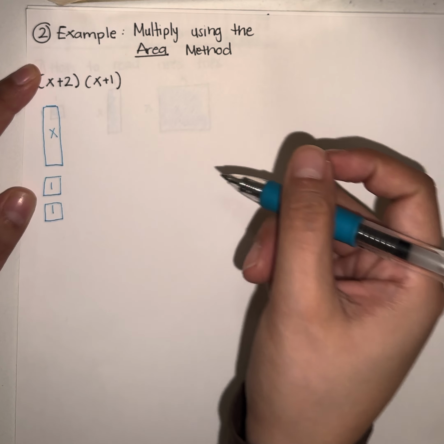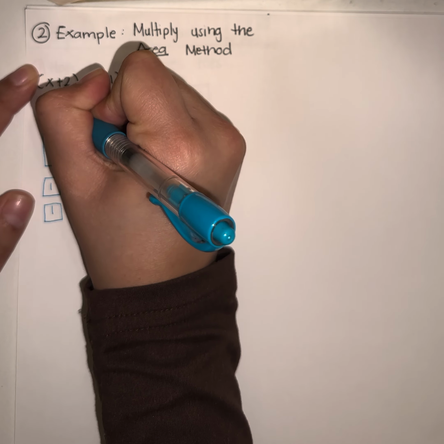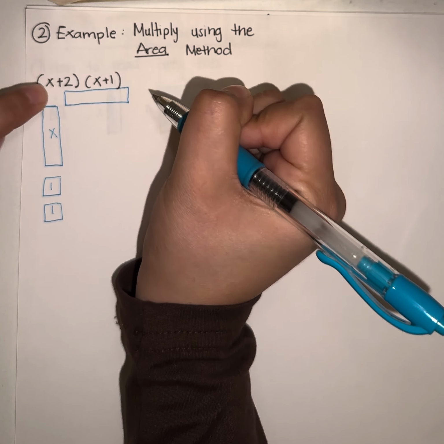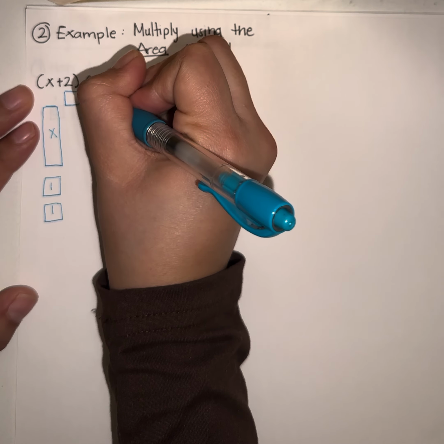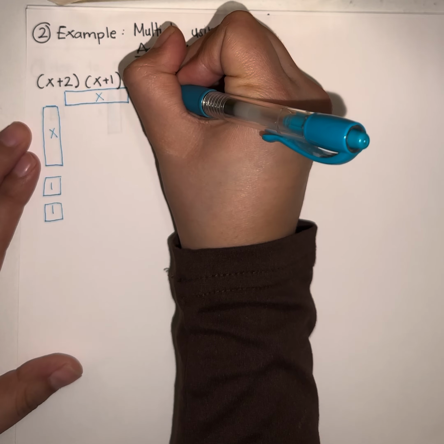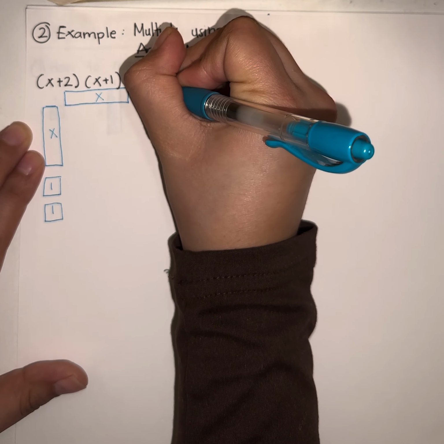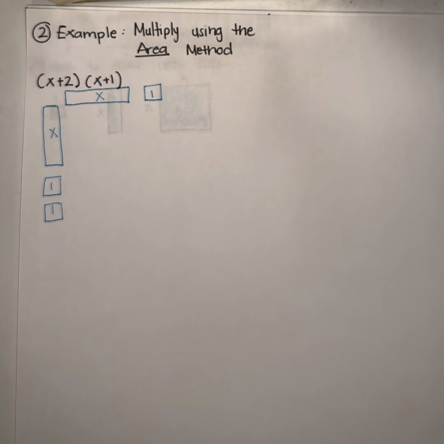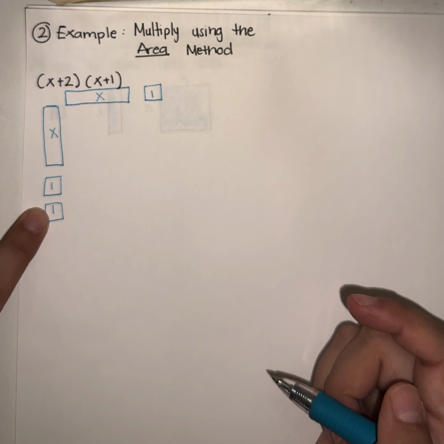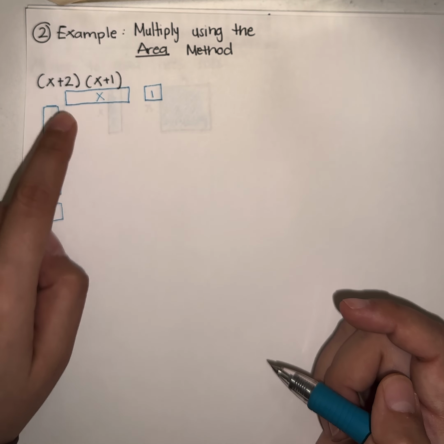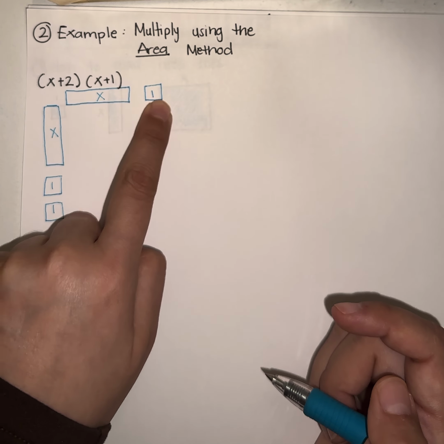Now, x plus 1. We're going to put that right on top over here, kind of making like a square. That's x, representing this x, and then this one has a plus 1. So we're going to add 1 of those smaller squares. So that's a visual representation of our binomial, x plus 2 times x plus 1.